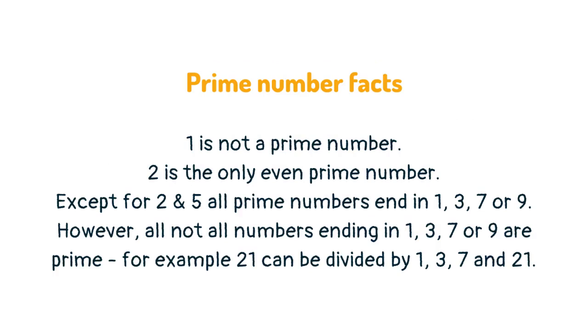1 is not a prime number. 2 is the only even prime number. Except for 2 and 5, all prime numbers end in 1, 3, 7 or 9. However, not all numbers ending in 1, 3, 7 or 9 are prime. For example, 21 can be divided by 1, 3, 7 and 21.